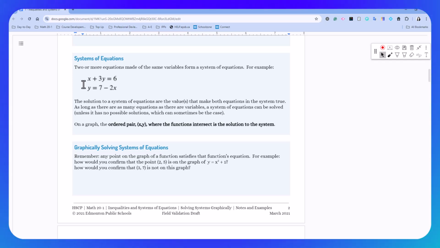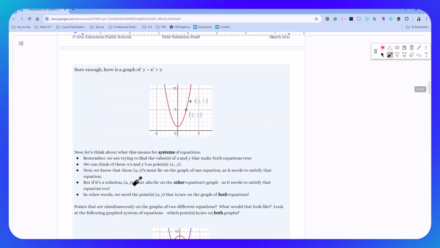So let's look, how can we graphically solve systems of equations? Now remember, any point on the graph of a function satisfies the function's equation. For example, how could we confirm that 2 and 5 is on the graph of y equals x squared plus 1? And how could we confirm that 3 and 7 is not on the graph? Well, easy enough. Let's graph it. Well, notice 2 and 5 is on the graph where 3 and 7 is not.